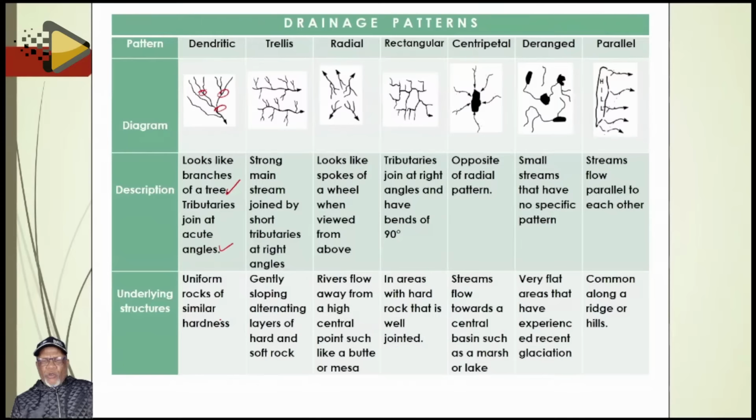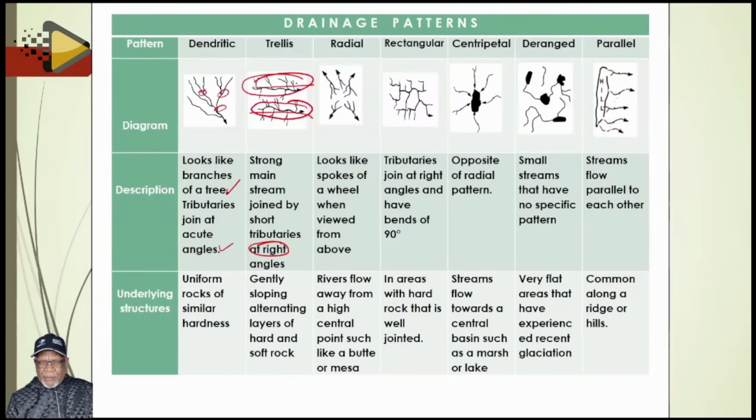Then what do you have next? We have the trellis pattern or trellised pattern, depending on how you want to pronounce it. This is your mainstream. This is your other mainstream. So what do you see there? The mainstreams are flowing parallel to each other. What you can see as well is that instead of acute angles, now the tributaries join the mainstream at a right angle. And you can also see the tributaries are shorter.